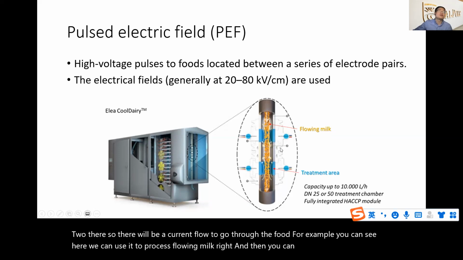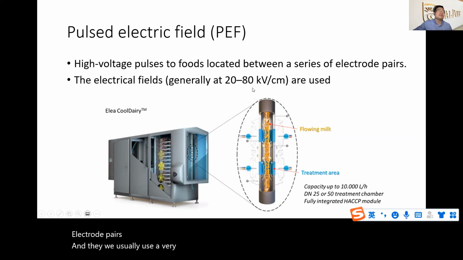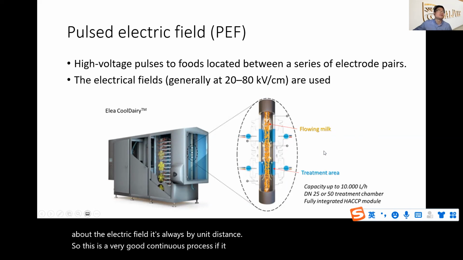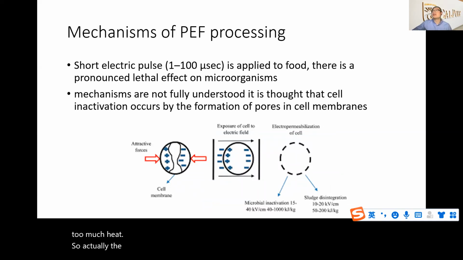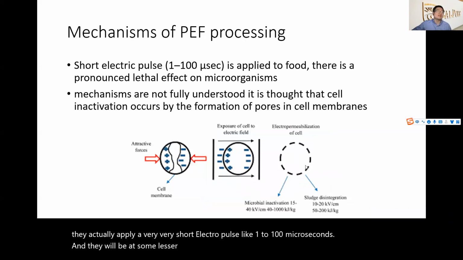And then you can see there are two sets of electrode pairs. And we usually use a very high voltage, 20 to 80 kilovolts per centimeter. So when we talk about electric fields, it's always by unit distance. Okay? So this is a very good continuous process if it works well, right? And we don't need to apply too much heat. So actually the application of PEF has been explored by some companies, and they apply a very, very short electric pulse, like 1 to 100 microseconds, okay? And there will be some lethal effect, although the mechanism, even to date, is not fully understood yet.